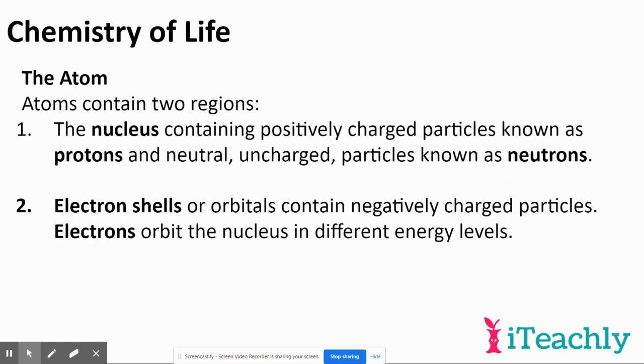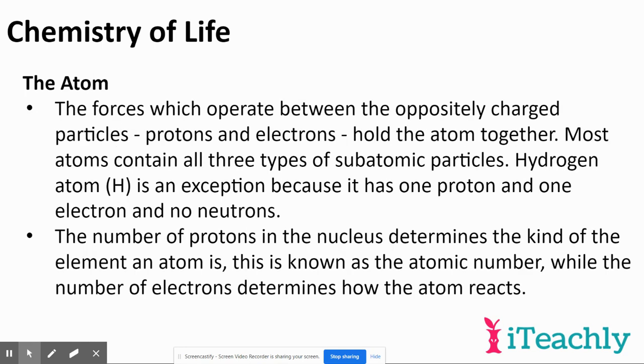Okay, so atoms contain 2 regions. The nucleus contains positively charged particles known as protons and neutral uncharged particles known as neutrons. Electron shells or orbitals contain negatively charged particles. Electrons orbit the nucleus in different energy levels. You should have had all of this in chemistry. These are a lot smaller than these. The forces that operate between the oppositely charged particles, protons and electrons, hold the atom together.